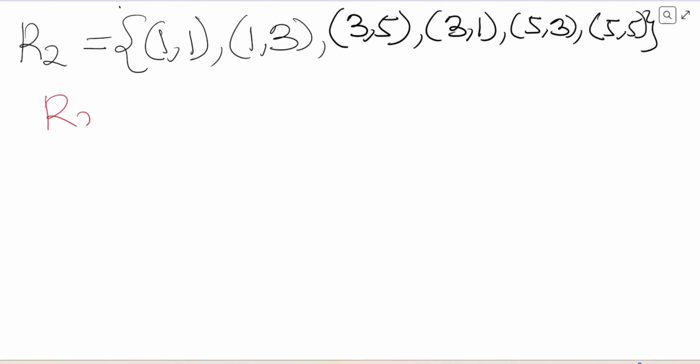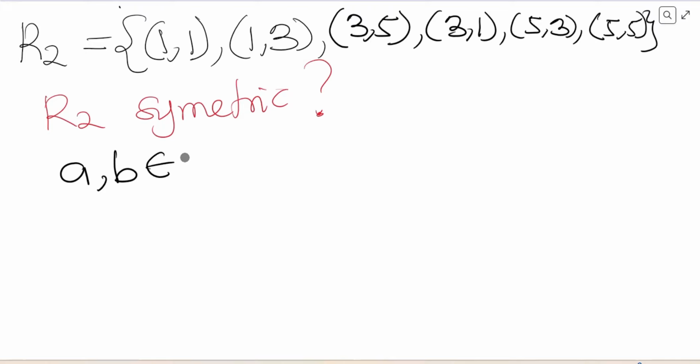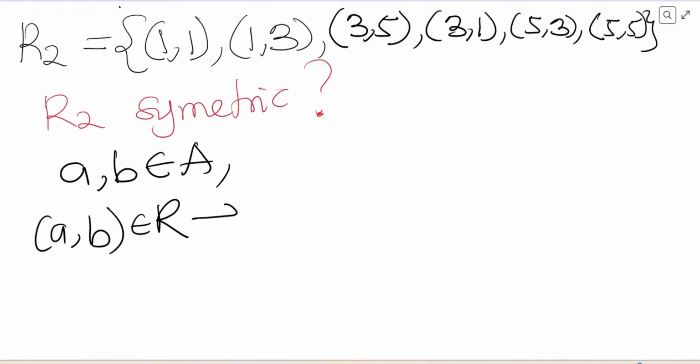Is R2 symmetric? That is a question to you. So let's say the law of symmetric says that for A, comma B in the set A, if we have A, comma B in a relation, then it implies that B, comma A must also be in the relation.